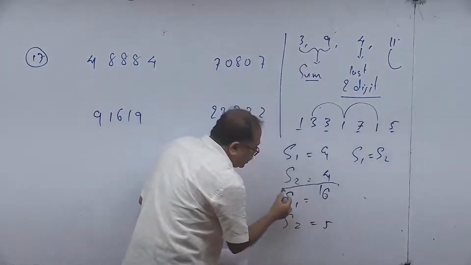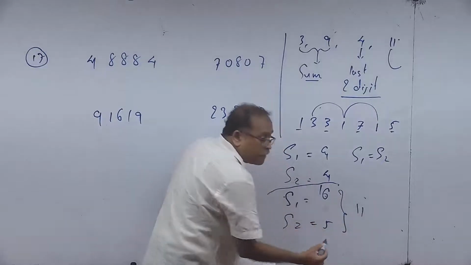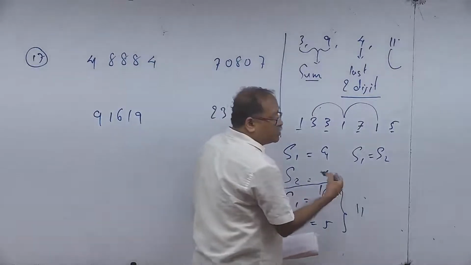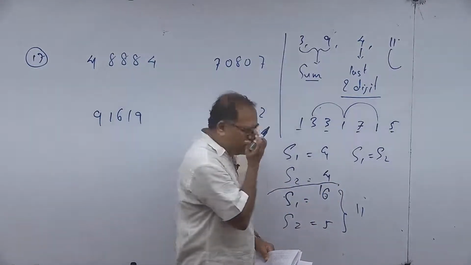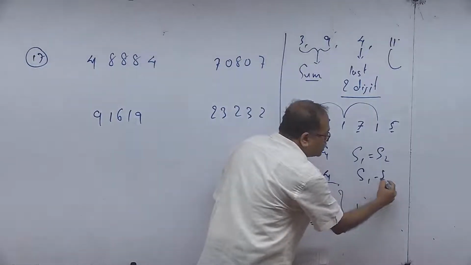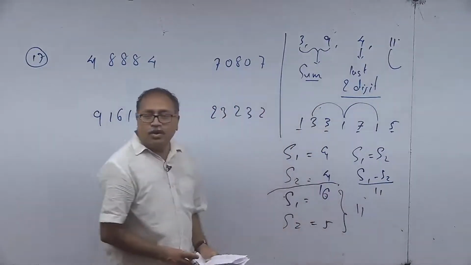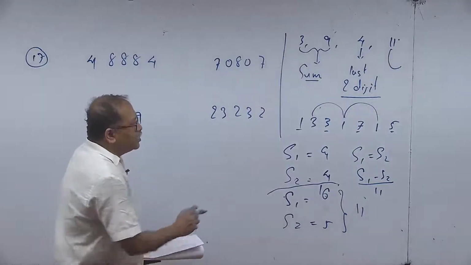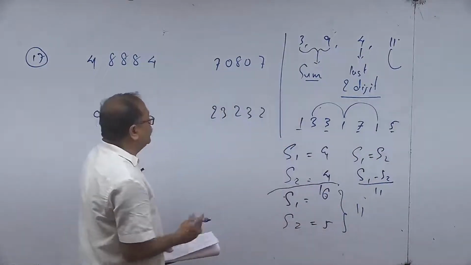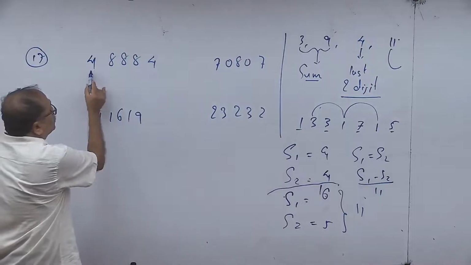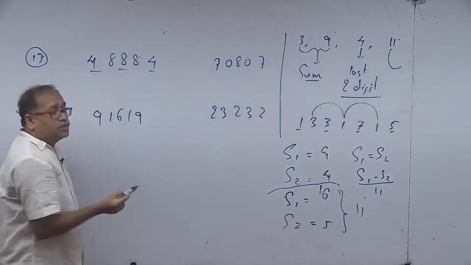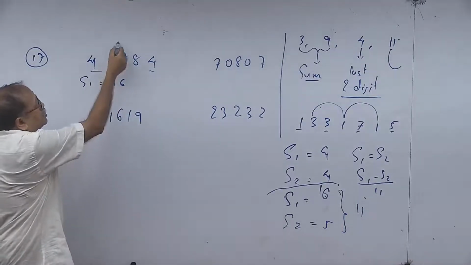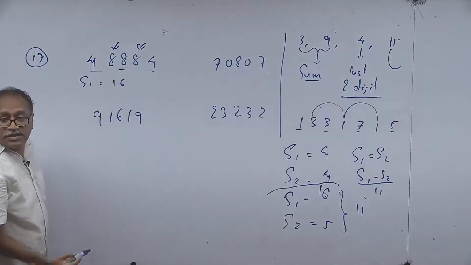Look at S1 and S2. The difference between them is 11. Therefore, the number is divisible by 11. That is the 11 divisibility rule, which we will learn in the numbers chapter. If S1 minus S2 is divisible by 11, the whole number is divisible by 11. Once we have this idea, you can verify it. Now let's look here at 4, 8 and 4. That's 16, so I got S1 as 16. S2 is also 8 plus 8, 16.